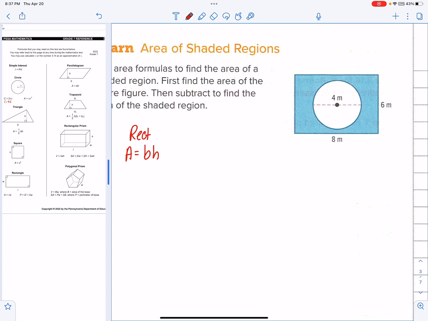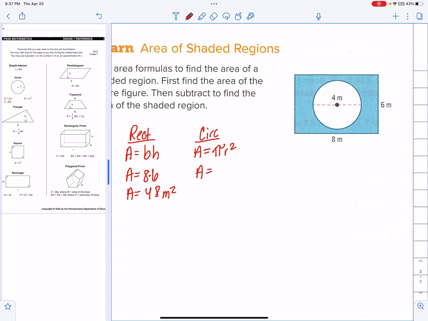Same thing, really. And so we have area equals 8 times 6, okay, and so 6 times 8 is 48 meters squared. Let's go ahead and do our circle. Okay, we know an area of the circle is pi r squared. And so let's fill that out.